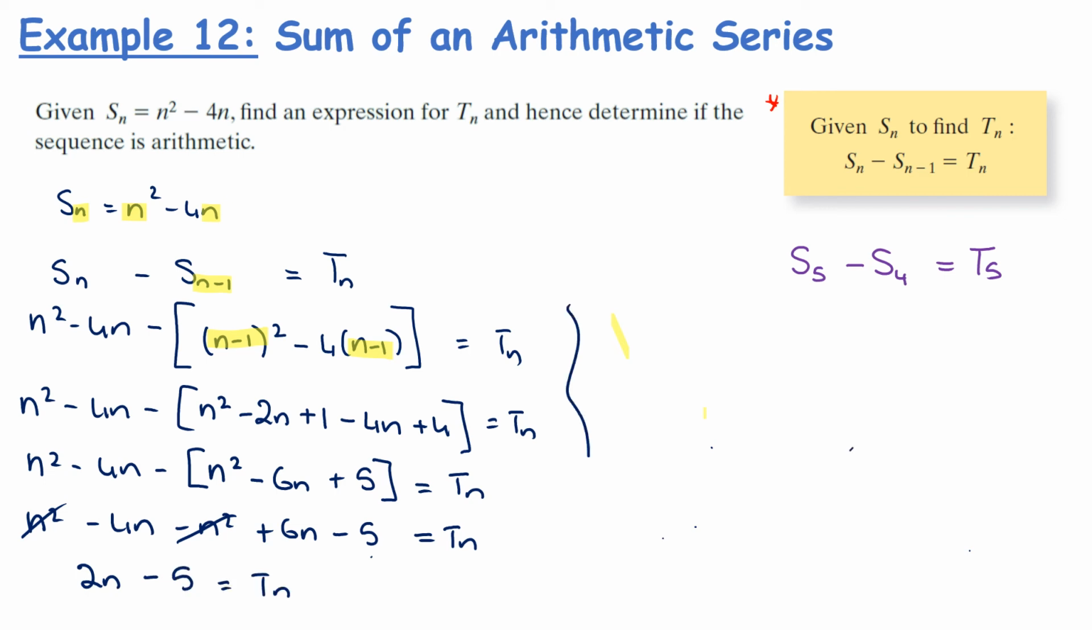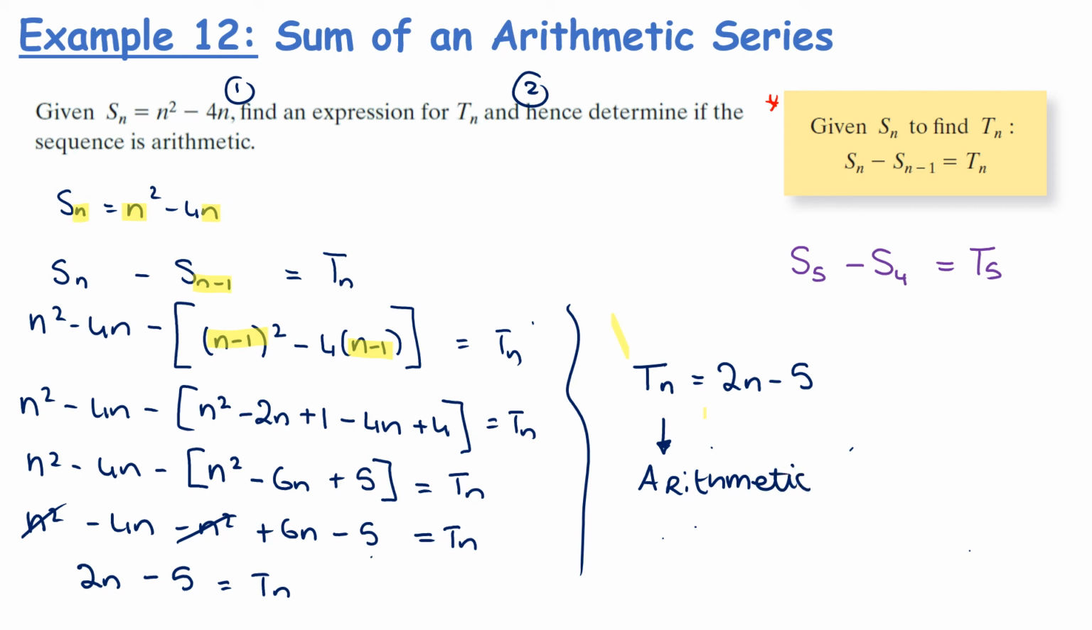So we found the first part, find an expression, and then hence determine if the sequence is arithmetic. So I have Tn is equal to 2n minus 5. Now you might think, oh, we can work out the individual terms and go from there, but actually looking at that general term is enough for us to be able to say that it is arithmetic.